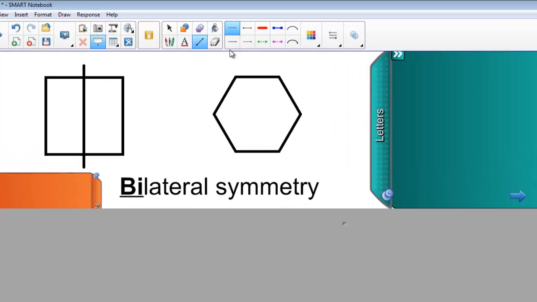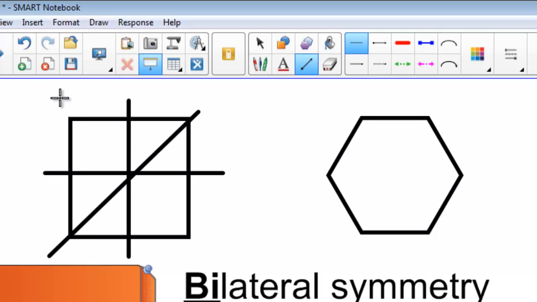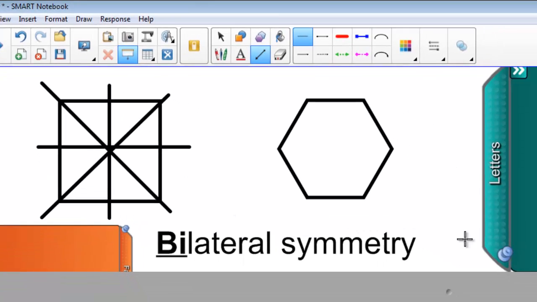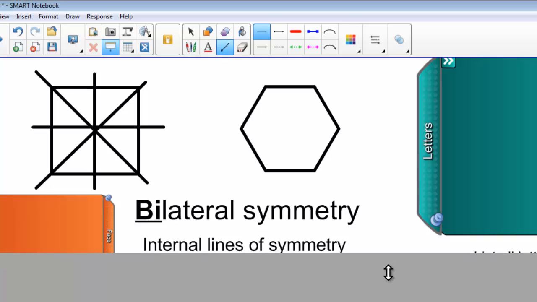So if we look at our square again, we can make more than one bilateral symmetry. There's another one that we can go across the side. We can cut across the diagonal, and we can cut across the other diagonal. And so you end up having four lines of symmetry in a square. And you'll notice as well that a square has four sides, and there are four lines of symmetry.